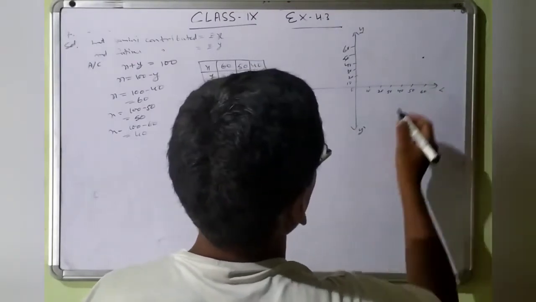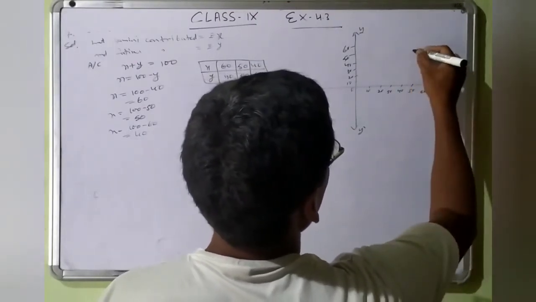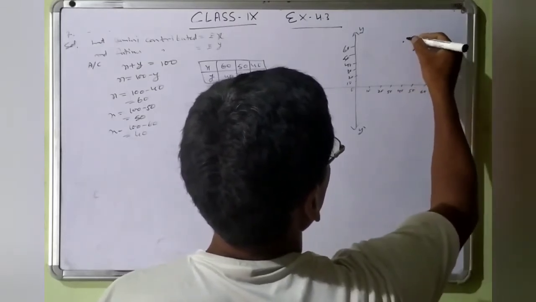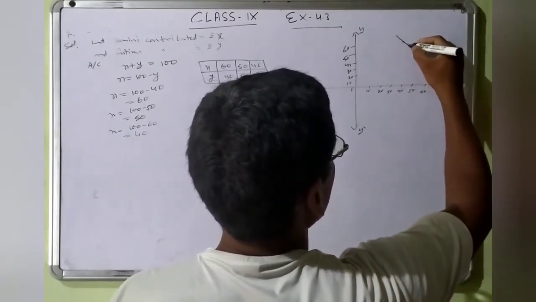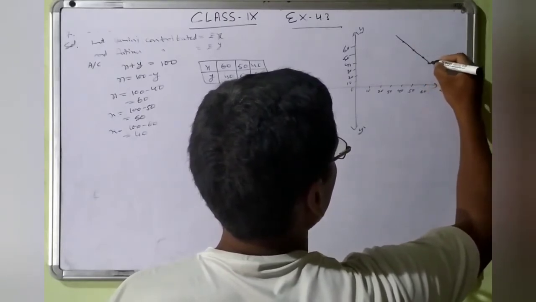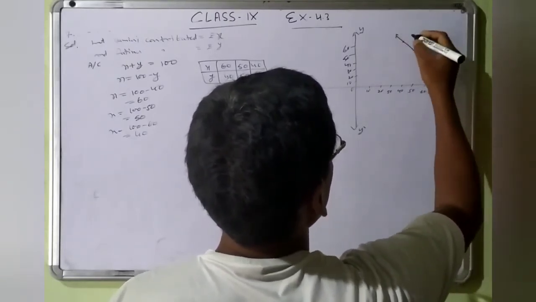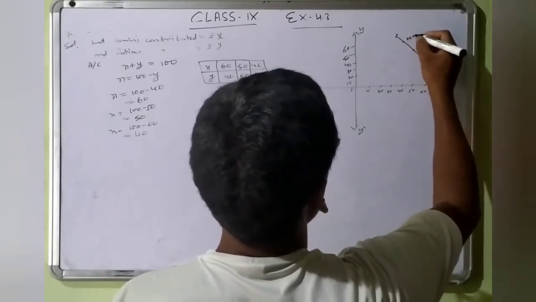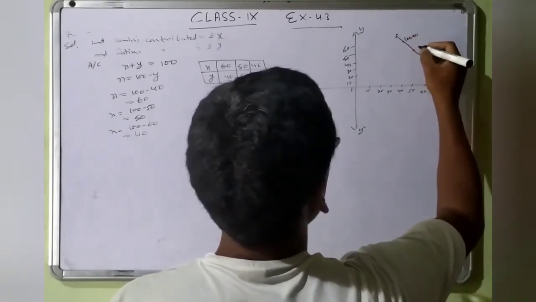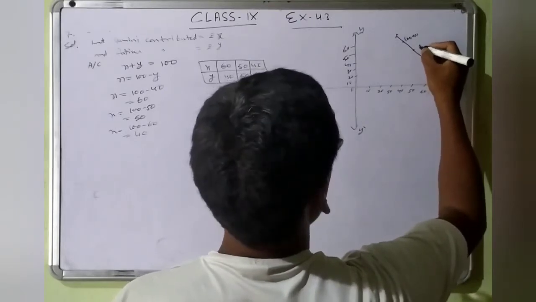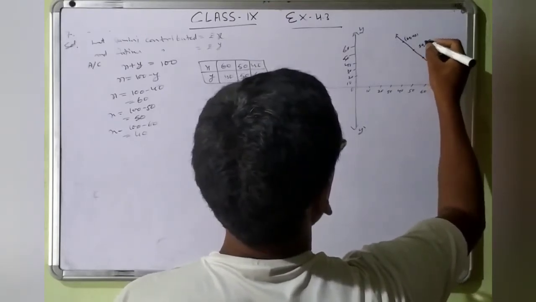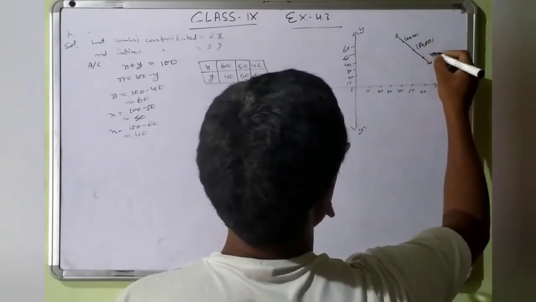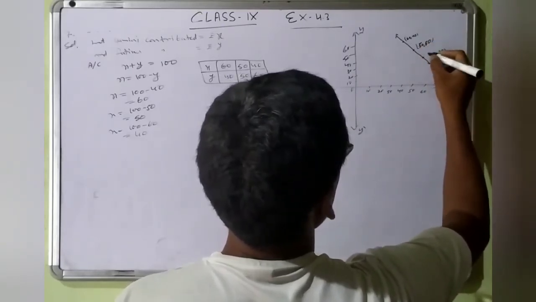Next 50, 50. That is 50, 50. Then 40, 60. You know that? Draw a line passing through these 3 points. That is 60, 40. This is 50, 50. This is 40, 60. Right?